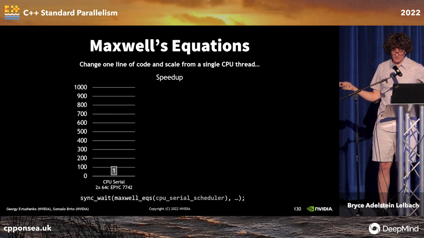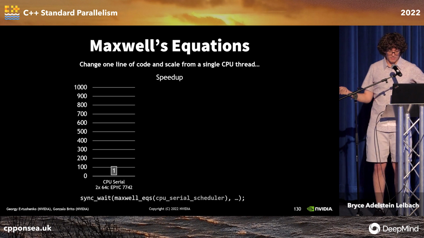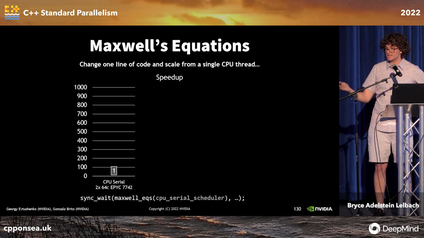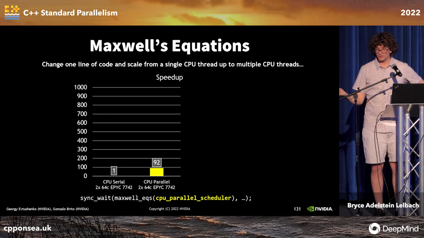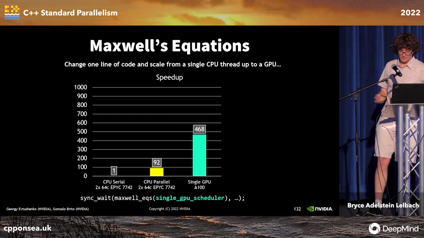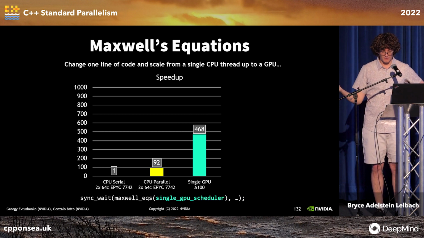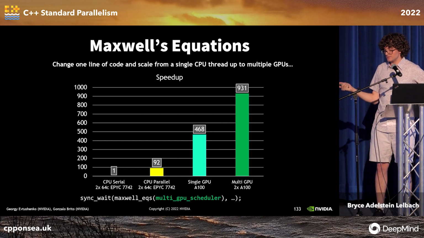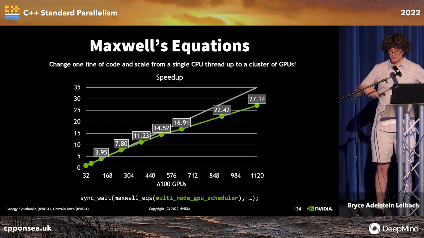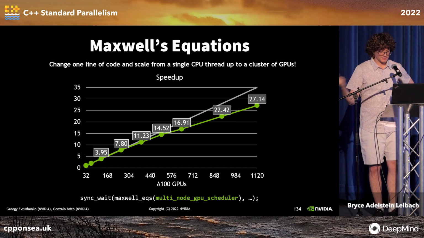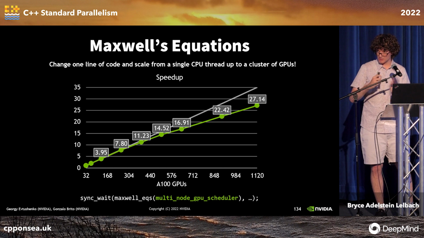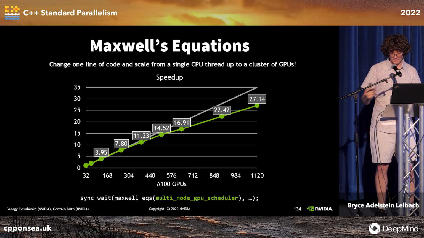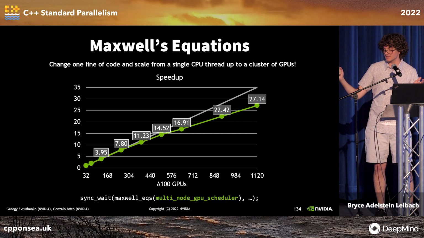So we can take this code and it can be run with a variety of different schedulers. By changing just one line of code, the kind of scheduler that's passed to the solver, we can go from running inline on a single CPU thread to running in parallel on a CPU using OpenMP, to running on a single GPU, to multiple GPUs within a single node, to multiple nodes scaling up to thousands of GPUs. So with standard C++ senders and receivers, you can, just by changing one line of code, go from a single CPU thread all the way up to a cluster of GPUs.